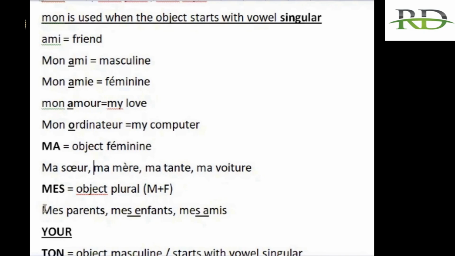Okay, mes parents, my parents. Mes enfants, my kids, mere bachche. Here we are combining the vowel. Mes enfants, mes amis, my friends, mere dost. Now here, I'm not bothering about the vowel. Why? Because it's plural. Okay, that's not a new letter. That's basically O and E combined, because they both are vowels.